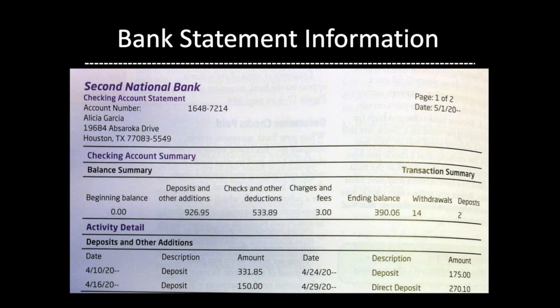This is basically what your bank statement will look like. You have your beginning bank balance. This one is a brand new account, so you start with 0. You deposited or made some other additions into your account. You wrote some checks for a total of $533.89. You got charged some fees, and then you have an ending balance. And then they have a summary of the number of times that you withdrew money and the number of times you deposited. And you can take a look at your activity down here.